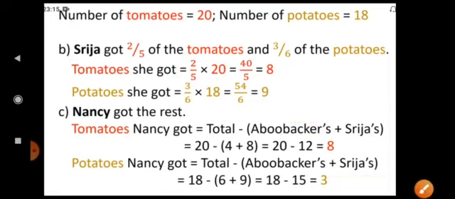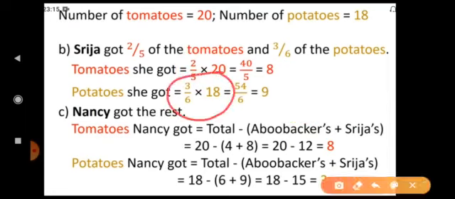Then let's find for potatoes. That is 3/6 of the potatoes. So we can write it as 3/6 multiplied by 18. Now 18 threes are 54. And in the denominator it is 6. So when you divide 54 by 6, you will get the answer 9.